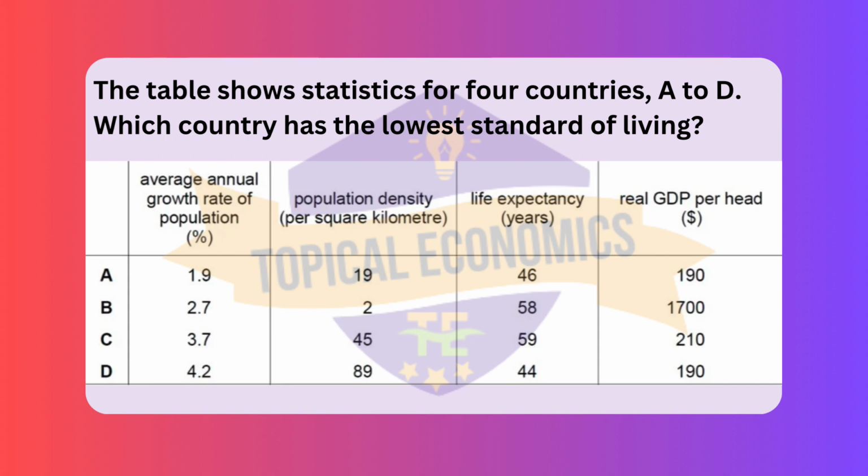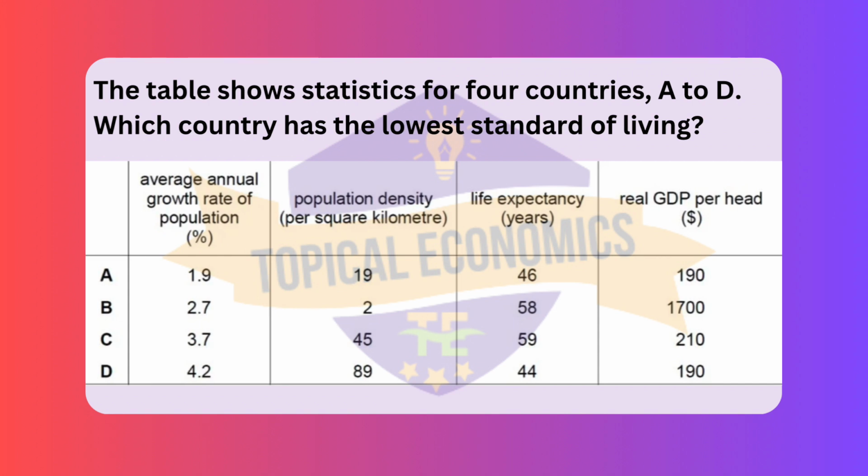Real GDP per head measures the average income of a country's citizens. Country B has the highest GDP per head, $1,700, while countries A, C, and D all have significantly lower GDPs per head, $190 for A and D, $210 for C. A higher GDP per head suggests higher standards of living, so B stands out in this regard.